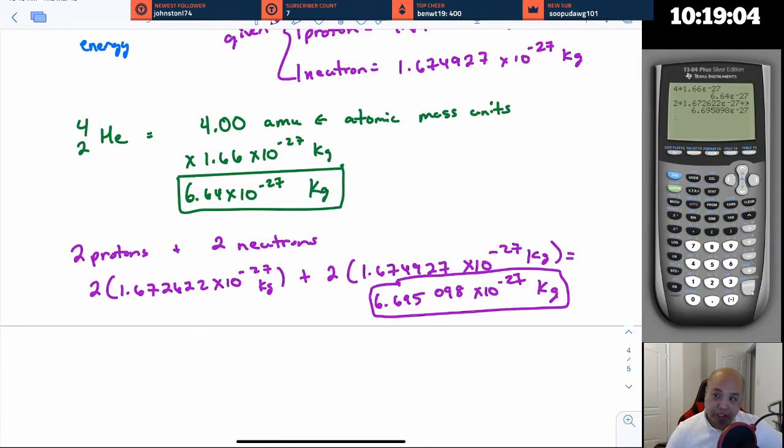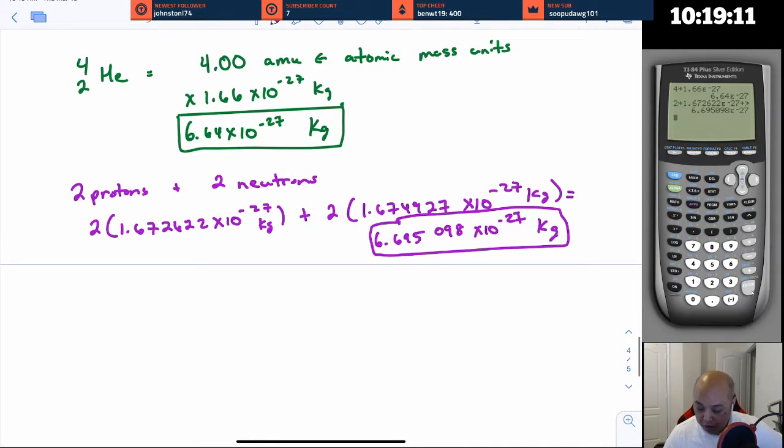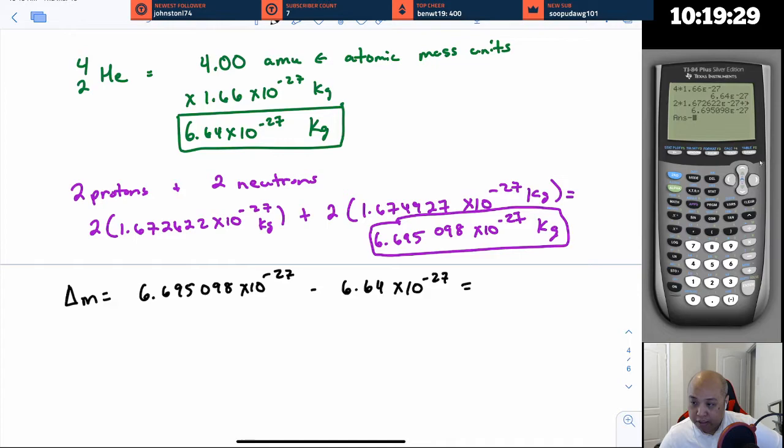And notice that there is a difference between those values. That difference is the mass defect. So the mass defect, delta M, is equal to 6.695098 times 10 to the negative 27 minus 6.64 times 10 to the negative 27. So this minus gets me 5.5098 times 10 to the negative 29 kilograms. That's my mass defect.